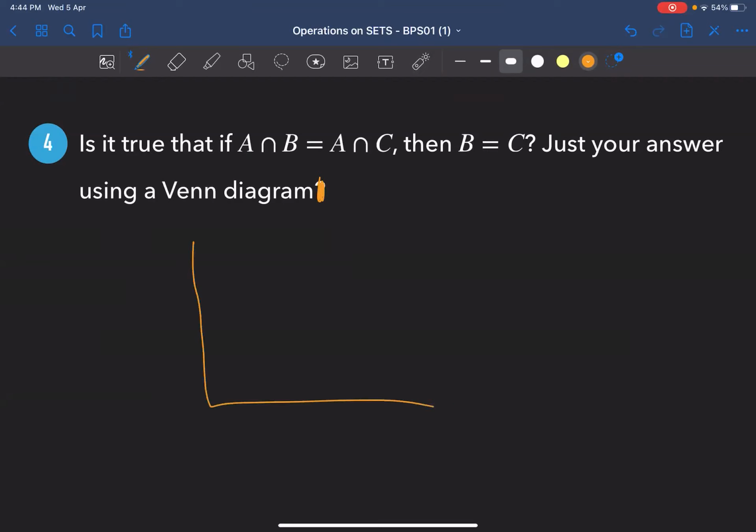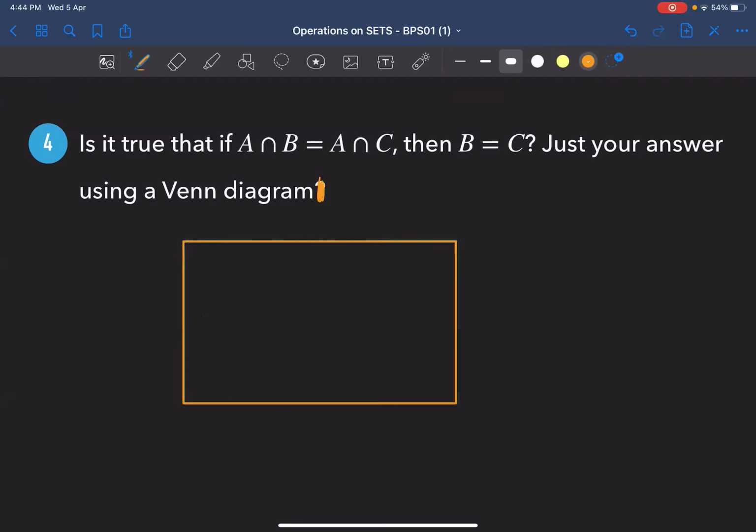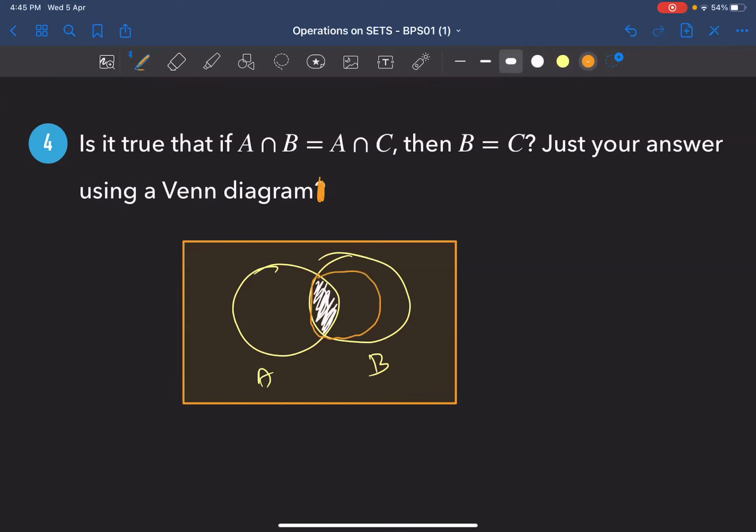Let's say you take the universal set and again take A and then B. Now what we can do here is A intersection B is correct. So I can always take a set which has that A intersection B, and then this can be just C, right? Yes, sir. This can be C. So then A intersection B is equal to A intersection C, but you clearly see that B is not equal to C. So this is no.